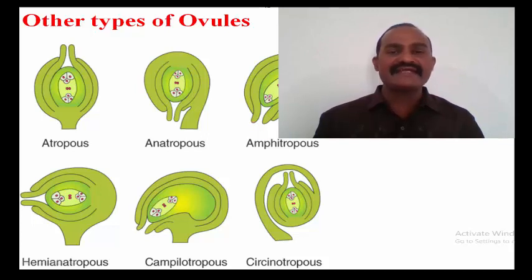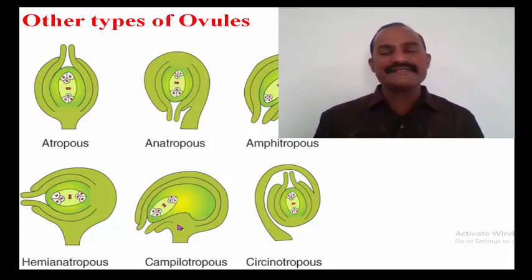When micropyle, chalaza and funicle form an angle of around 45 degrees, that is called amphitropous ovule. The fourth one is called hemianatropous, where it is not exactly anatropous, where the micropyle, chalaza and funicle form a right angle. They are at 90 degrees, and that's why it is called hemianatropous. Hemi means half.